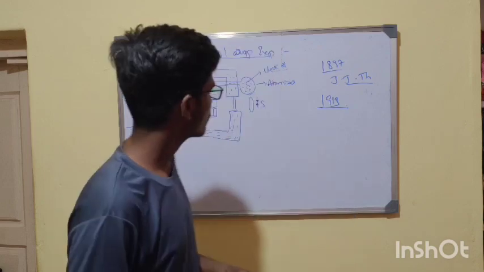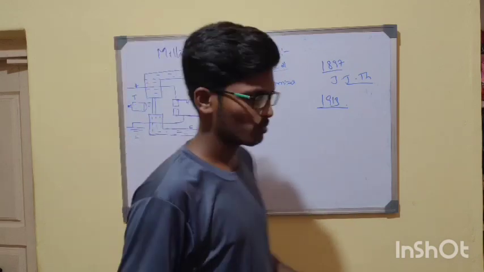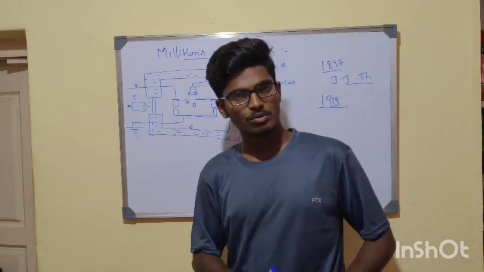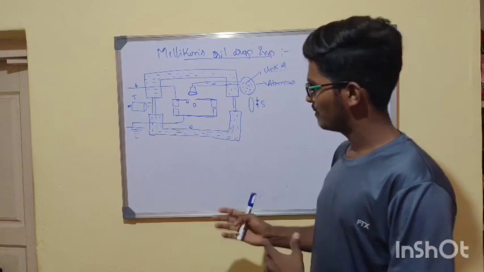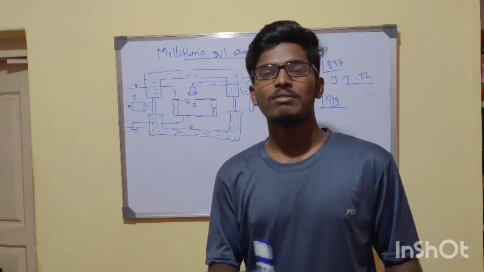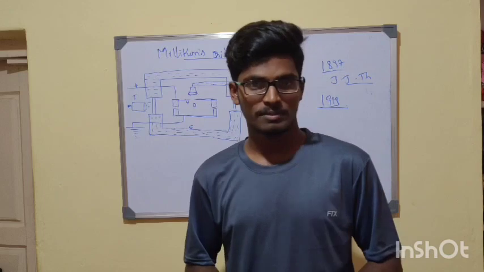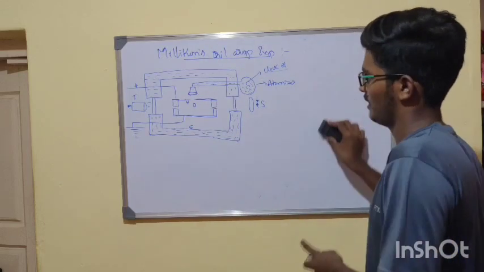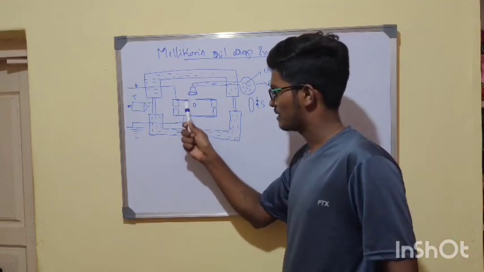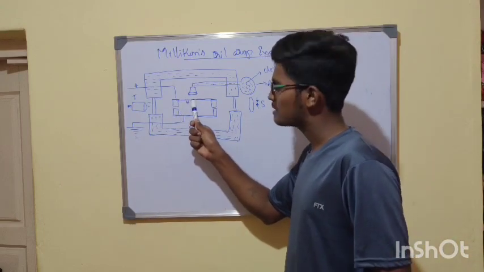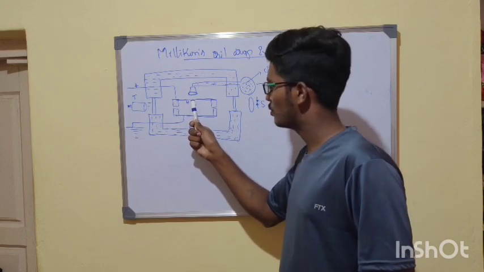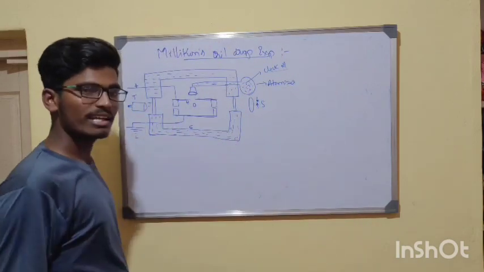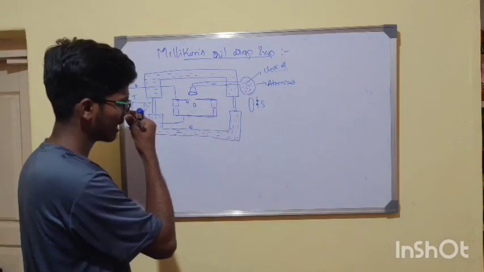So when we see the experimental setup, this is a cross section of the instrument they used. First we will understand the experimental setup, and then we will move forward to the experimental procedure. Millikan's oil drop experimental setup has two parallel plates. The upper plate is porous, in the sense it has some hole, and this is the lower plate. These two plates are separated by an insulating glass material.